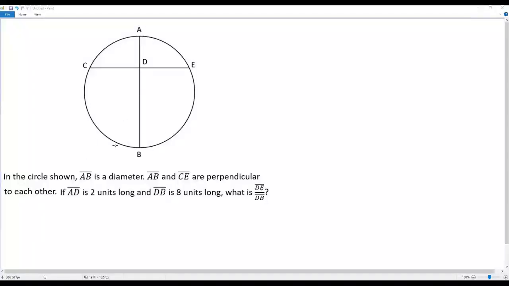Here we have a SAT math question. There is a circle given over here. Let's go to the information. In the circle shown above, AB is the diameter. AB and CE are perpendicular to each other. If AD is 2 units long and DB is 8 units long, what is DE over DB?